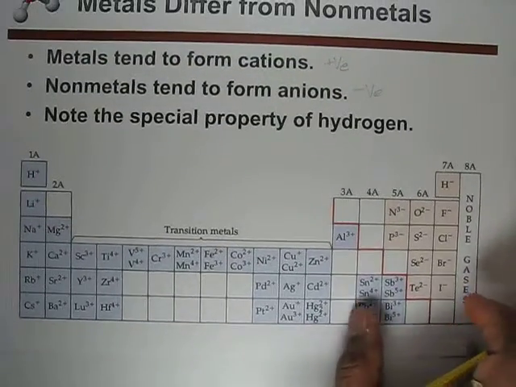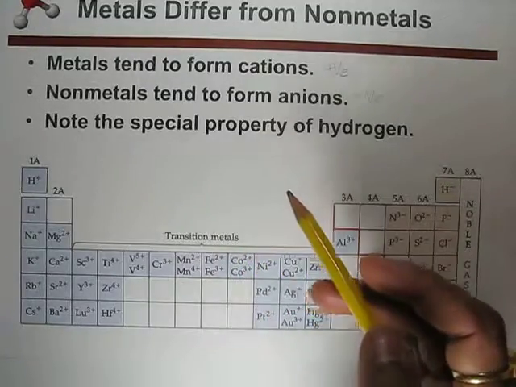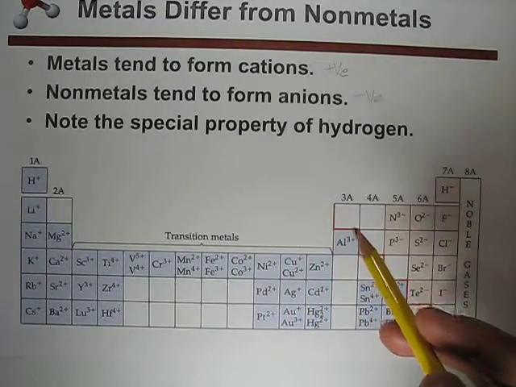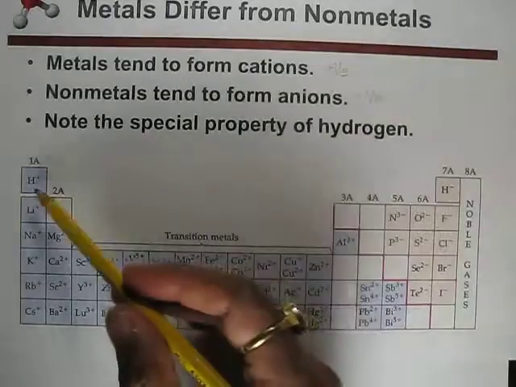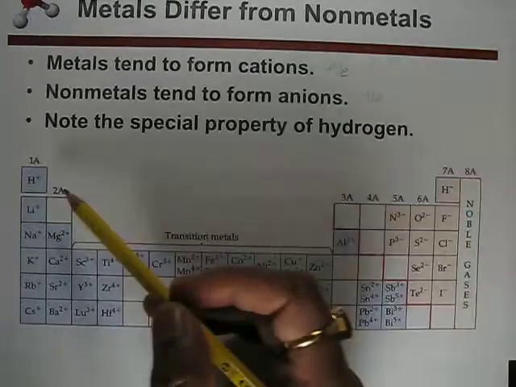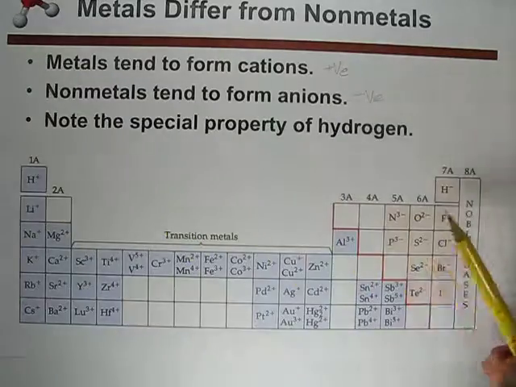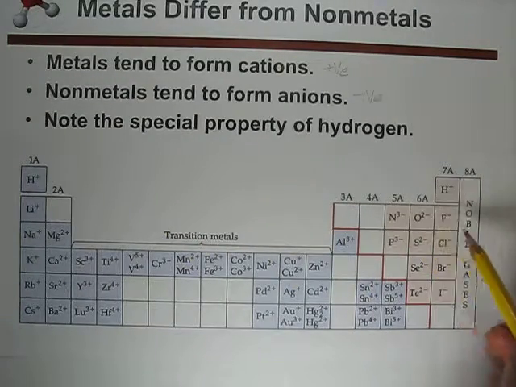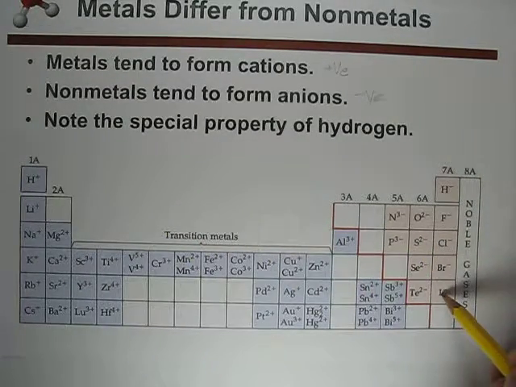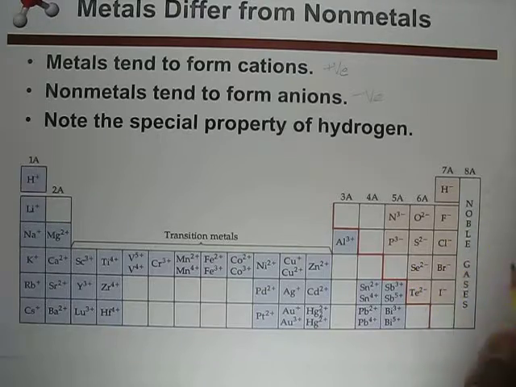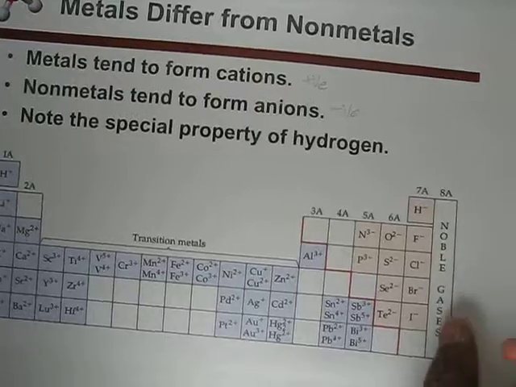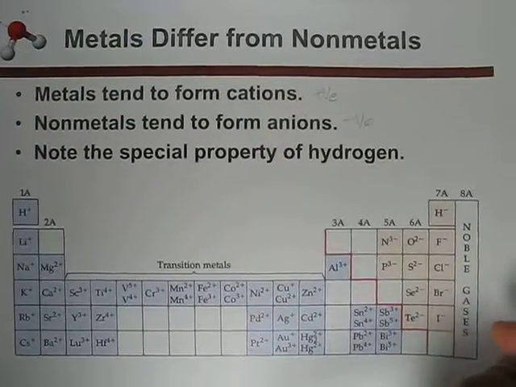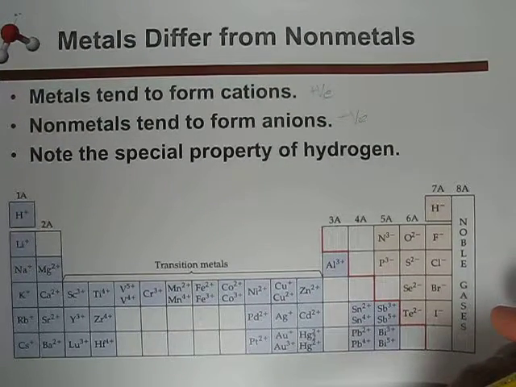So all these metals have a tendency to form positive ions, and hydrogen has a tendency for both minus and plus ion formation. Nitride, fluoride, chloride, bromide, iodide: these are all negative ions, usually anions formed by non-metals. So this is one difference between metals and non-metals.